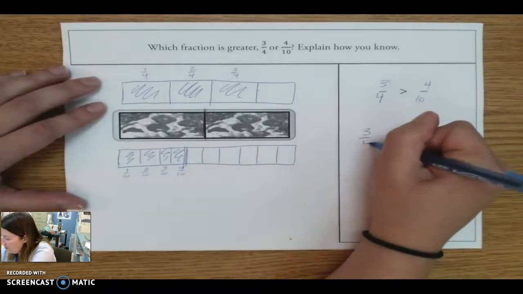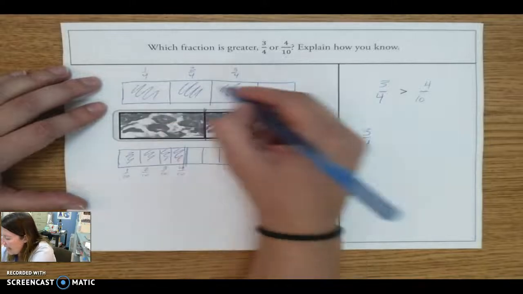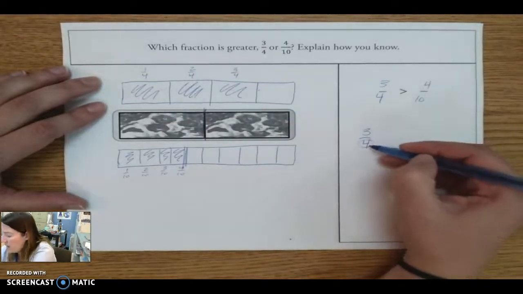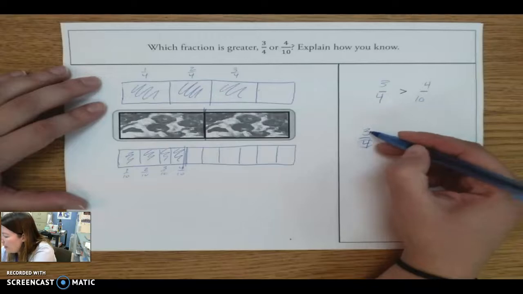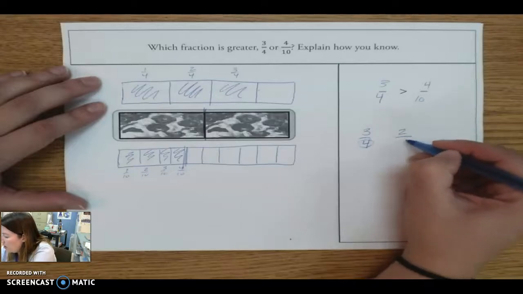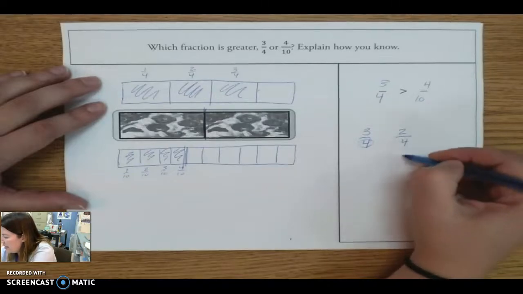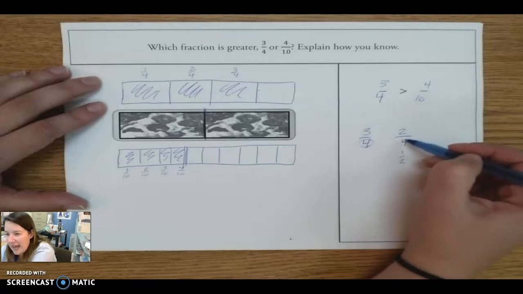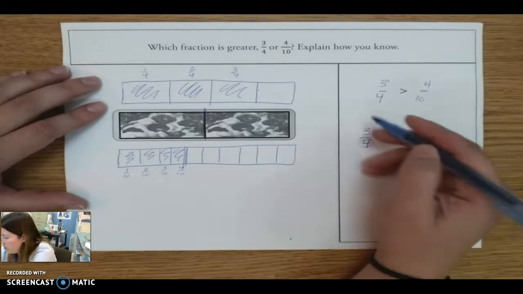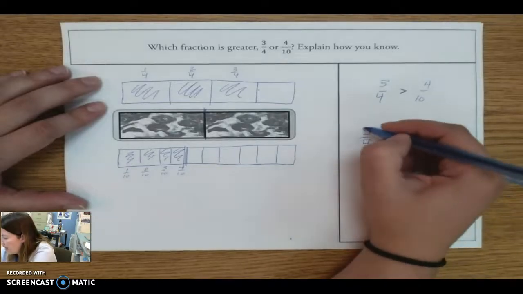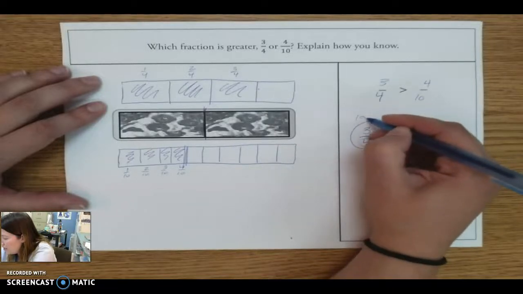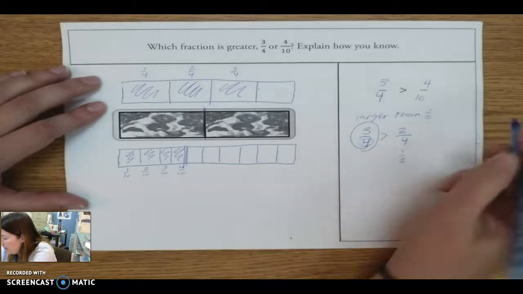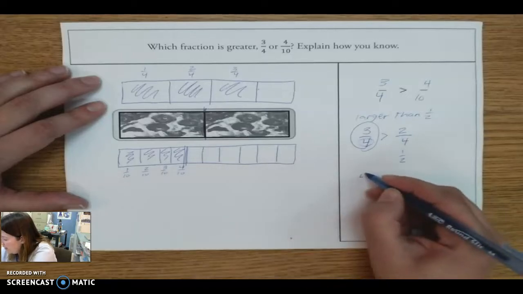So for 3/4, what is a half if there's a 4 in the denominator? Think about, okay, well, what's half of 4? 2. So 2/4 is the 1/2. So if 2/4 is the half, then 3/4 is larger than a half. So I know this one is larger than 1/2.